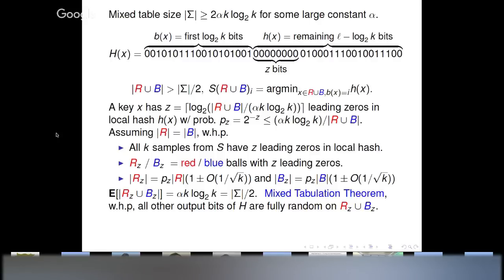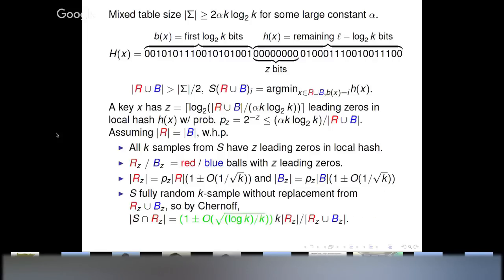So we know all our samples are small. We know we have almost exactly the right number of small red and small blue balls. And we have an experiment that's fully random when you restrict it to small balls. So this means that we're actually just doing a fully random k sample without replacement on the small red balls and blue balls. And then we have the classic Chernoff bounds that you can apply directly, which give you good concentration on that.